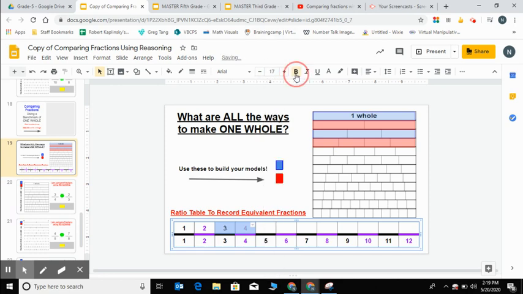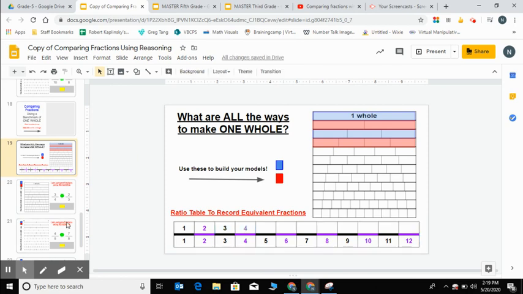Fix that for you guys so it's nice when you guys do it. So once I understand that one whole can be 1 over 1 or 2 halves or 3/3 or 4/4, and you keep it going, then you're ready to use this strategy of using a benchmark of one whole. So I'm just going to pop down to a different slide.